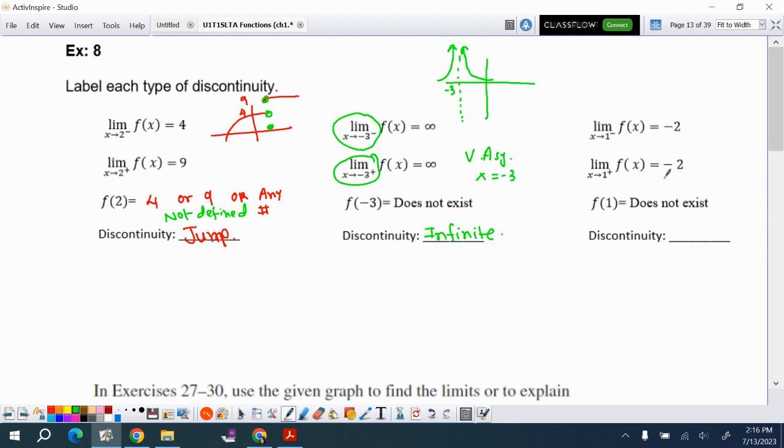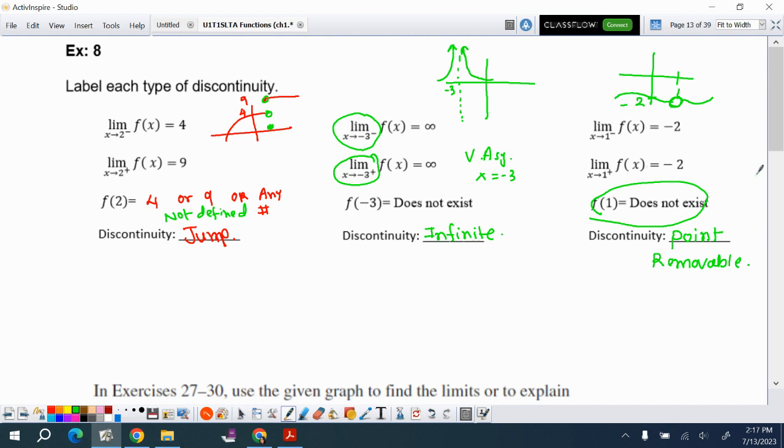Okay, clearly both numbers are the same. So you are coming to 1 from the left and 1 from the right. Both numbers are -2. But f of 1 does not exist. That means there is a hole. And this is called point discontinuity, or you can say removable discontinuity. One more time, jump, infinite, point: based on these limit statements, you should be able to sketch the graph.